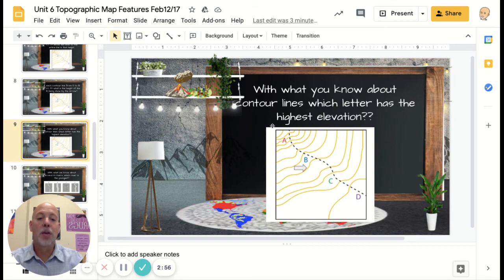With what you know about contour lines, which letter has the highest elevation? We went over this in our lesson previous about what it means when the lines are closer together and when the lines are further apart. So, with what we know about contour lines, which letter has the highest elevation? Which one? A, B, C, or D?